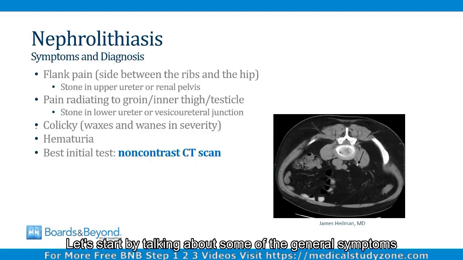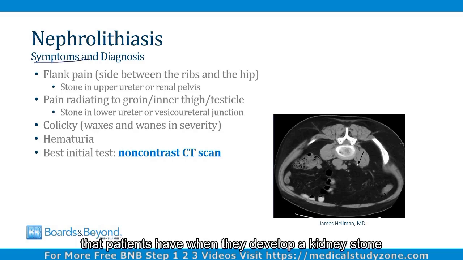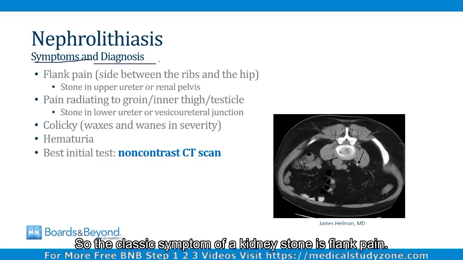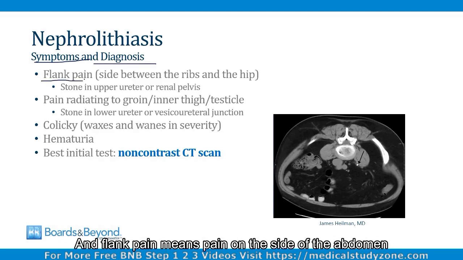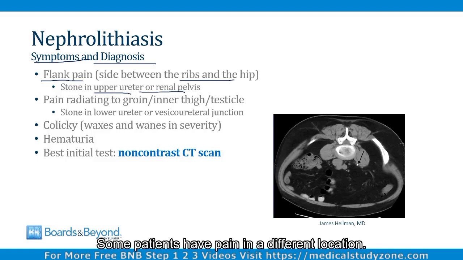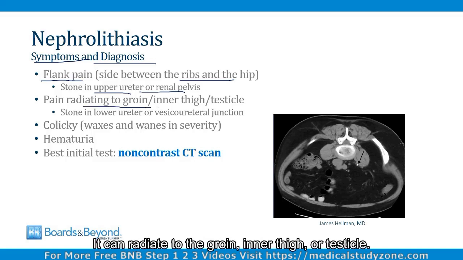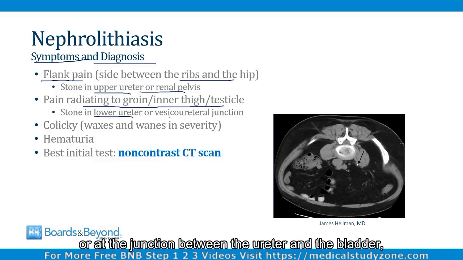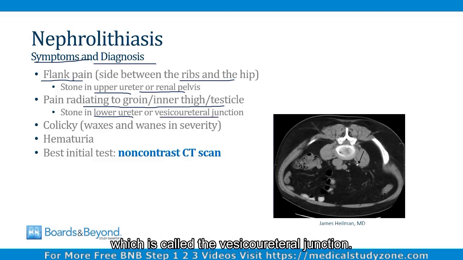Let's start by talking about some of the general symptoms that patients have when they develop a kidney stone and how the diagnosis is made. So the classic symptom of a kidney stone is flank pain, and flank pain means pain on the side of the abdomen between the ribs and the hip. And this is a type of pain that develops when stones are wedged into the upper ureter or the renal pelvis. Some patients have pain in a different location. It can radiate to the groin, inner thigh, or testicle. This happens when the stone is wedged in the lower ureter or at the junction between the ureter and the bladder, which is called the vesico-ureteral junction.